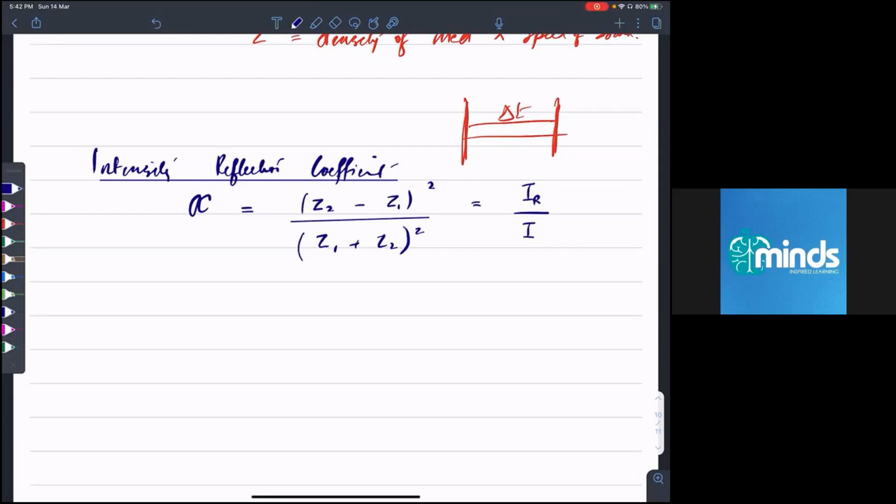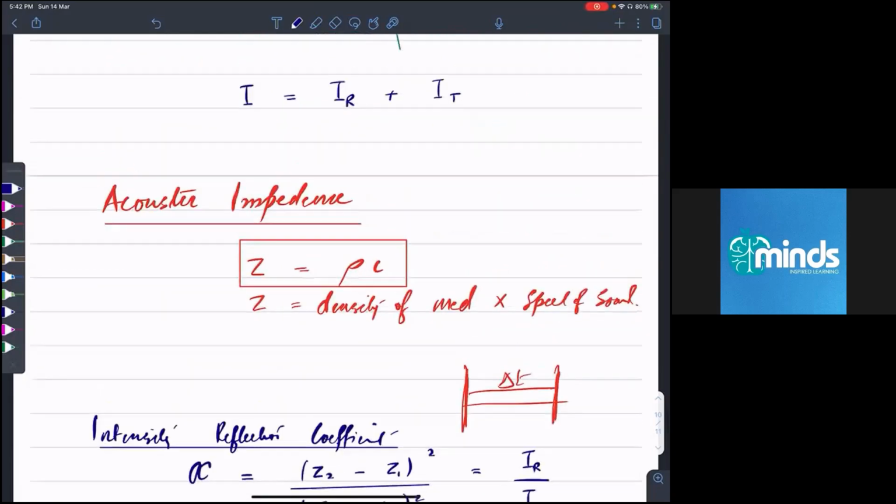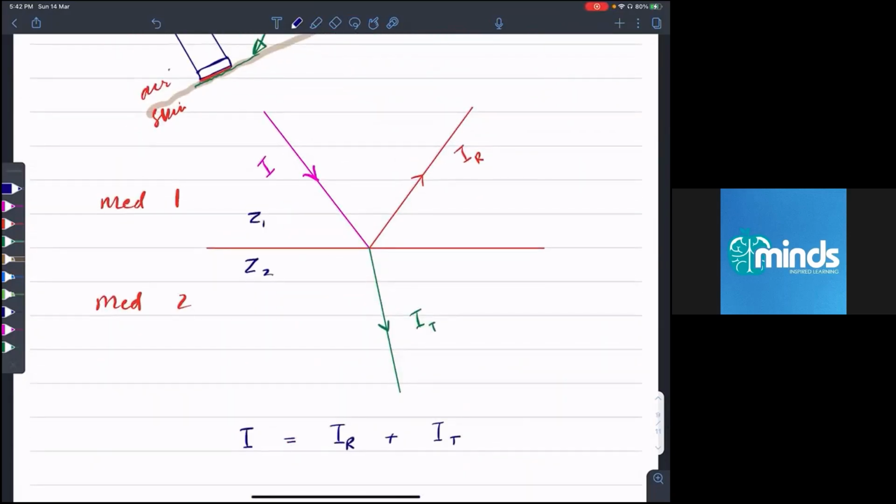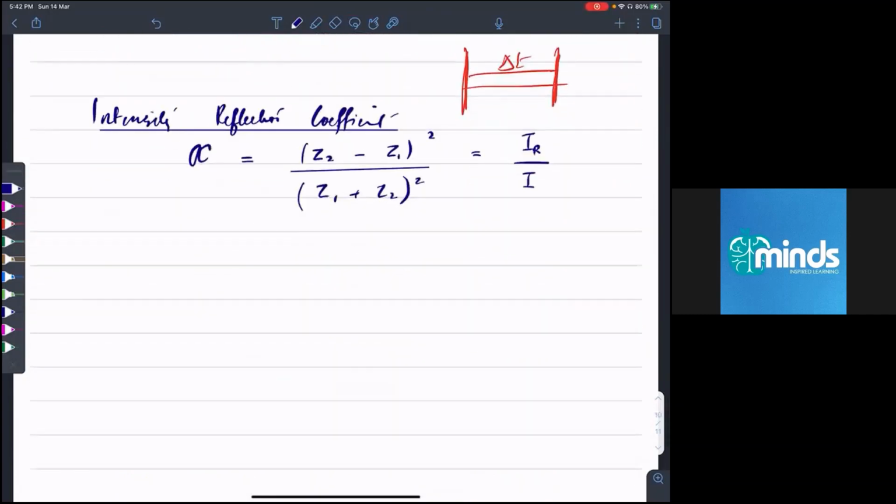So in numerical questions, we will be using both equations. Alpha is given by Z2 minus Z1, where Z2 is the acoustic impedance of the second medium, squared, over Z1 plus Z2 squared. And if you don't want to get confused, in the denominator, because it is plus, you can call it 1 plus 2 or 2 plus 1, it doesn't make any difference. So keep the order the same. Always do final minus initial. So Z2 minus Z1 squared over Z2 plus Z1 squared, and it is actually IR over I.